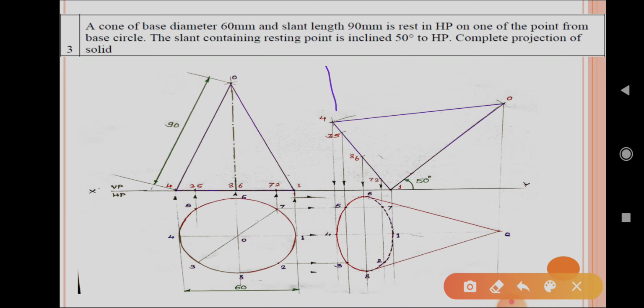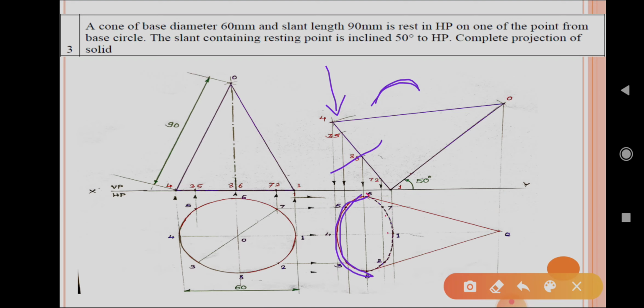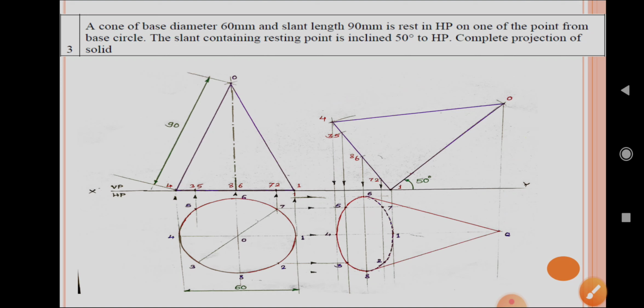After that we can check the visibility. Point 4 is visible. For the circular portion, half of the part is visible, so points 4, 3, 5, 8, 5 are visible, so the half circle is visible and the remaining is invisible. We can connect the remaining points with a dotted line, that is 1, 7, 2, and the outer generators we can tangentially connect with O, and finally this is the answer.